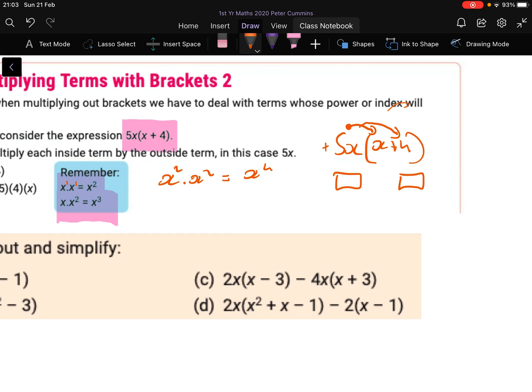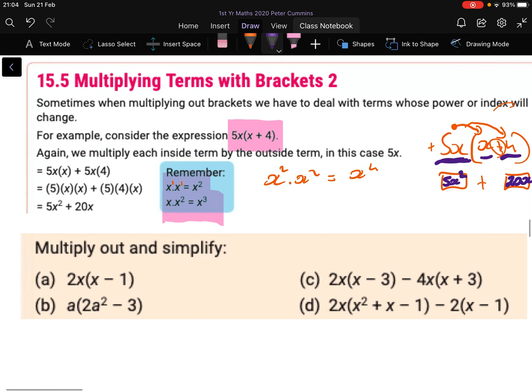And remember, it's a plus 5x here and a plus in the middle here, so the answer is going to be plus. So if I multiply 5x by x, it's going to give me 5x, and because it's x by x, x squared. And if I multiply then my 5x by my 4, that's going to give me 20x. So your answer is 5x squared plus 20x. And when they give you that answer there at the bottom of the question.